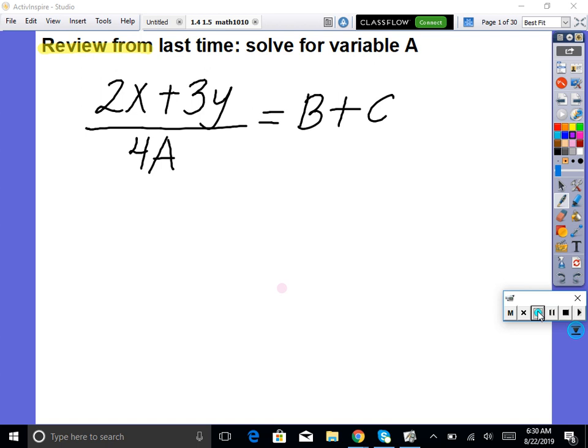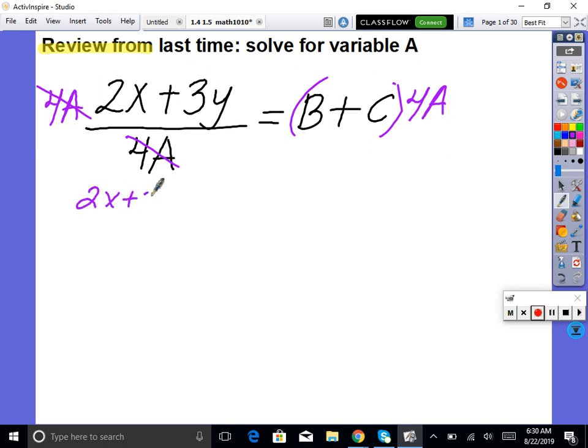So how would we get rid of divide by 4a? Multiply by 4a, right, everybody? Okay, so if we do that to this side, we know that we're doing it and it divides out. Now there's two terms over here, so make sure you use parentheses because we're timesing that entire side by 4a. So now we're at this point with our true statement. So we would rewrite 2x plus 3y equals parentheses b plus c times 4a.